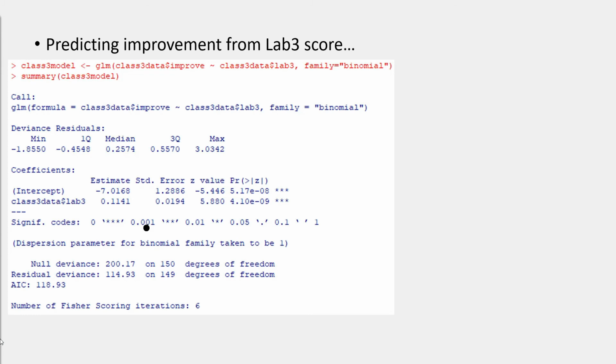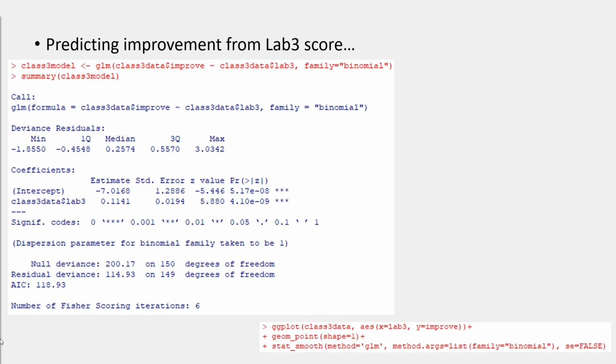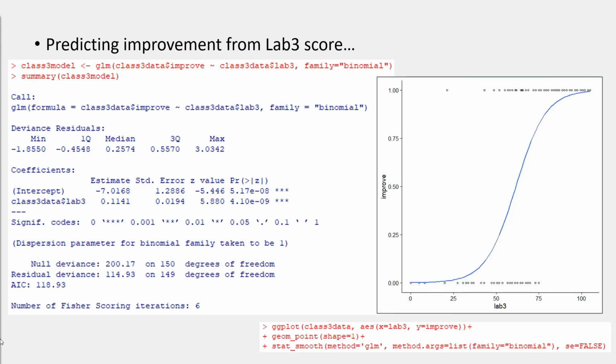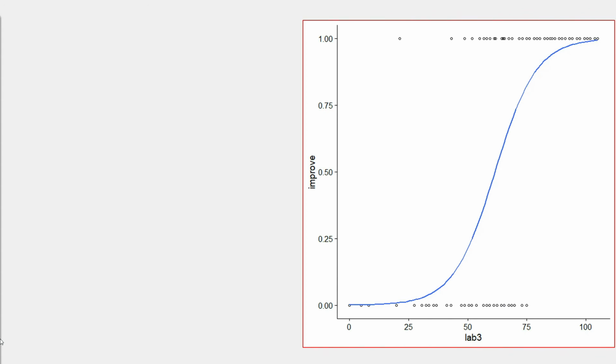Our slope value for this model, 0.1141, is nearly double that of the previous model. And if we plot the relation using this code, getting this graph, we see from the plotted dots alone that there are plenty of low values on lab 3 that correspond to not improving, and very few low values on lab 3 that correspond with improving, and plenty of high values on lab 3 that correspond to improving, and very few high values that correspond with not improving.